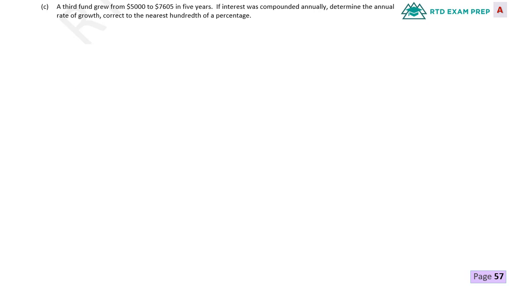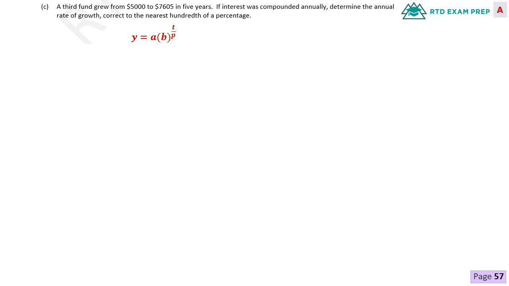Part C appears the same or similar to Part A and B, but is actually quite a different question. We're told that we have a third fund that grows from $5,000 to $7,605 in 5 years. We're told the interest compounds annually, and we're asked to determine the annual rate of growth correct to the nearest hundredth of a percentage.